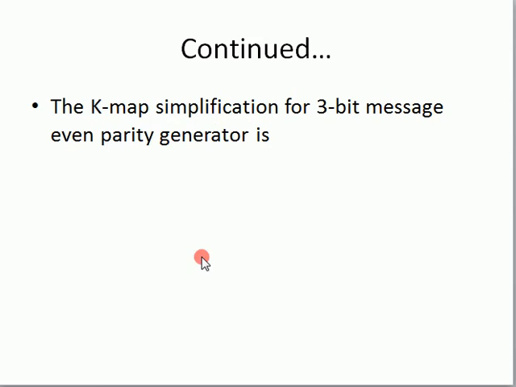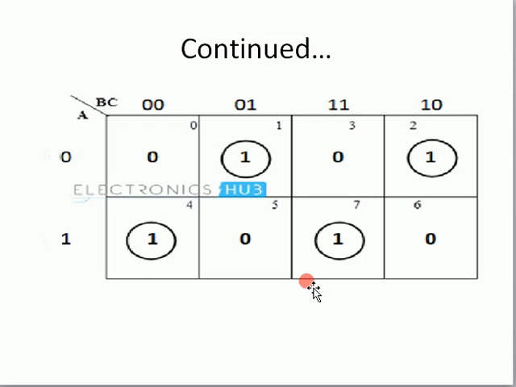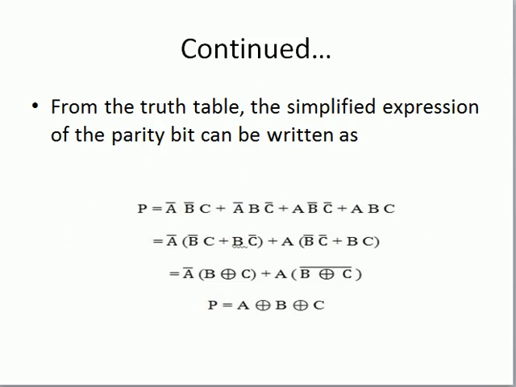So if we draw the K-map for this 3-bit even parity generator, then the K-map is this. Here at 001 the output is 1, at 010 the output is 1, at 100 the output is 1, and at 111 the output is 1. So now we will simplify it. When we simplify it, we get the output P, and P is A exclusive OR B exclusive OR C.